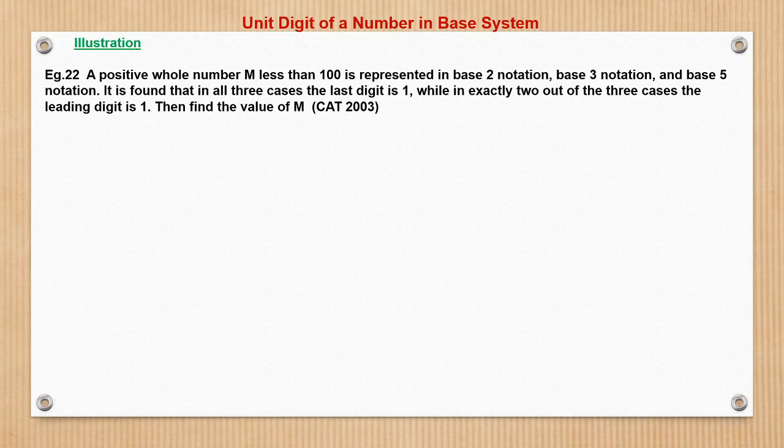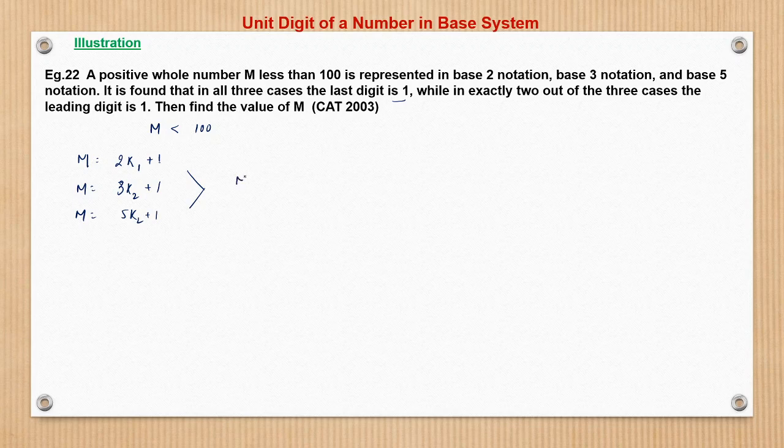Now this was the question which appeared in CAT 2003, uses a similar concept. A positive whole number m less than 100 is represented in base 2 notation, base 3 notation, and base 5 notation. In all the three cases, the last digit is 1. So now we can write m is nothing but, when base is 2, last digit is 1, it means 2k1 plus 1 it must be. Similarly, it must be 3k2 plus 1 and m must be 5k3 plus 1.